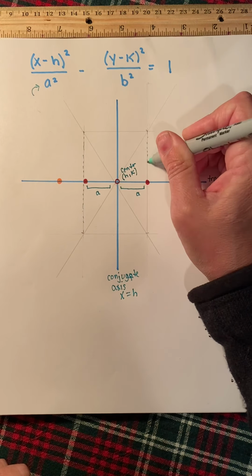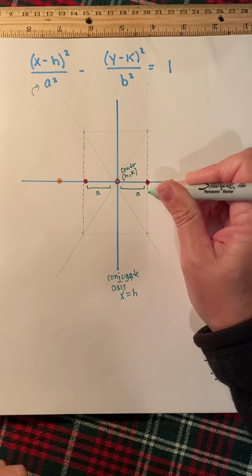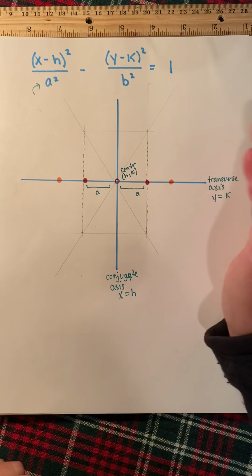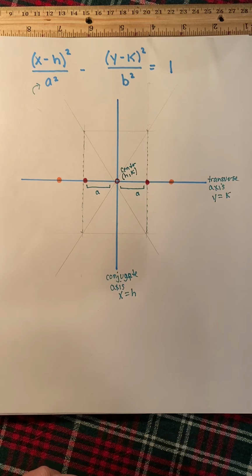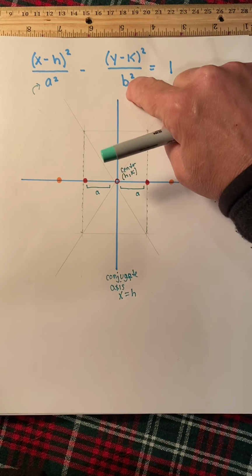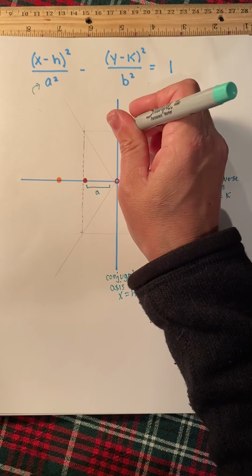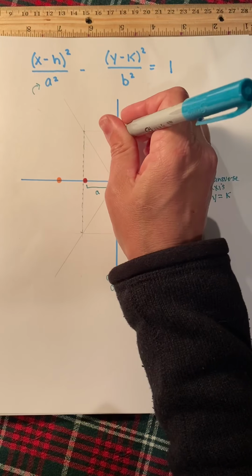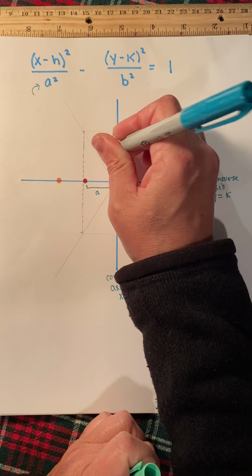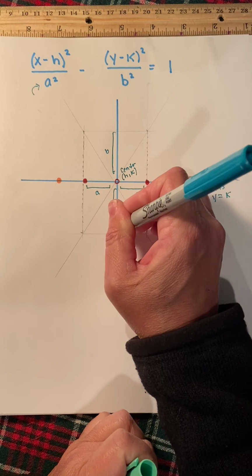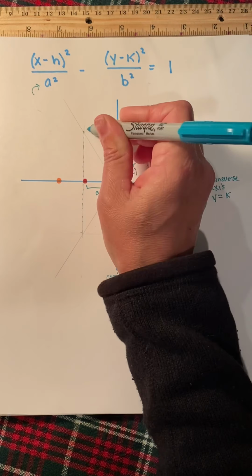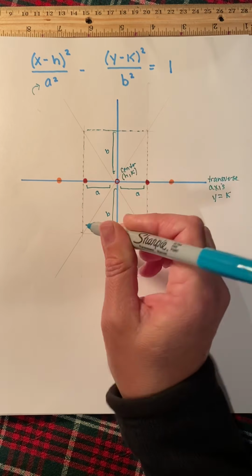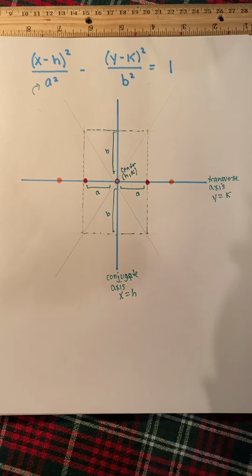So we draw a box a units to the right of the center, where the left and right sides are a units from the center, and then the top and the bottom of the box are b units from the center. So this is b up. And this is going to be b units down, and we draw the top and the bottom of the box b units above and below the center.